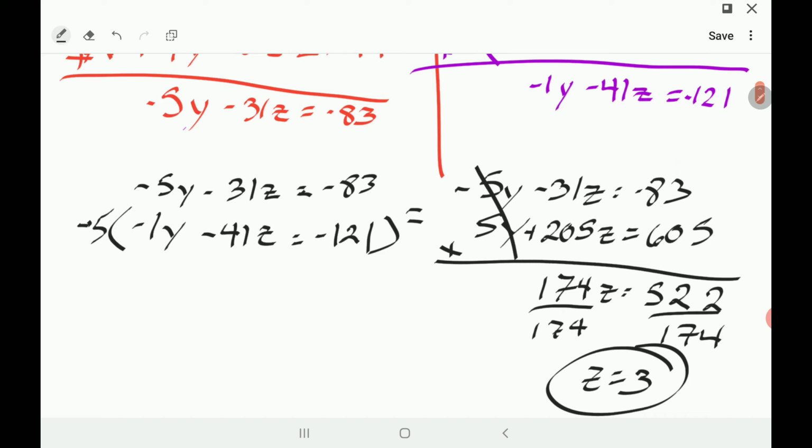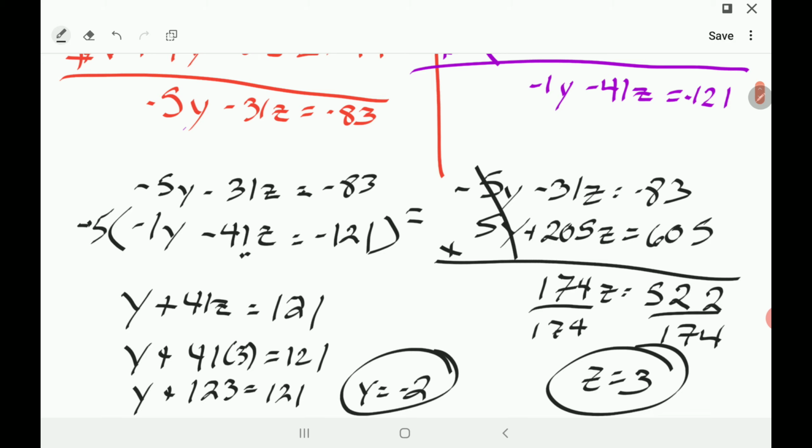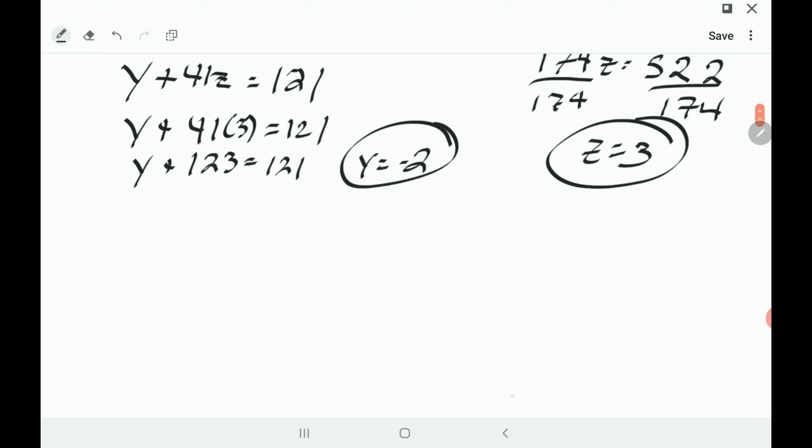So what I got to do here is plug that in. I'm going to plug in this bottom one right here, because y is only negative 1. In fact, if I want to write it as y plus 41z equals positive 121, and then say z is 3, so y plus 41 times 3 equals 121, y plus 123 equals 121, which means y equals negative 2. All right, so far, I know my answer.